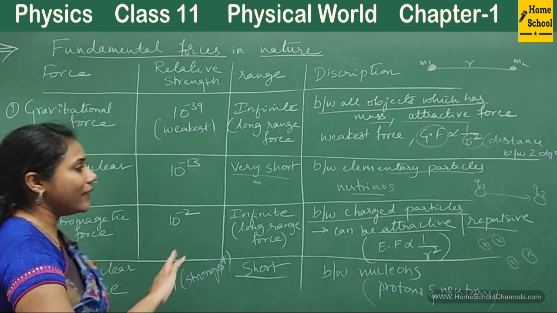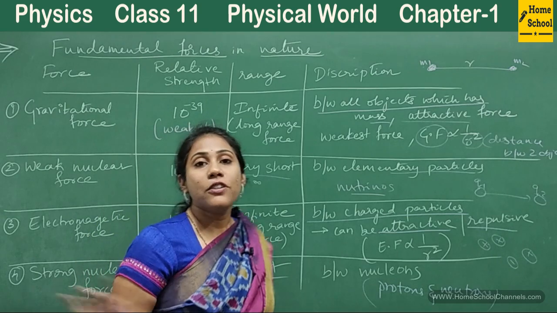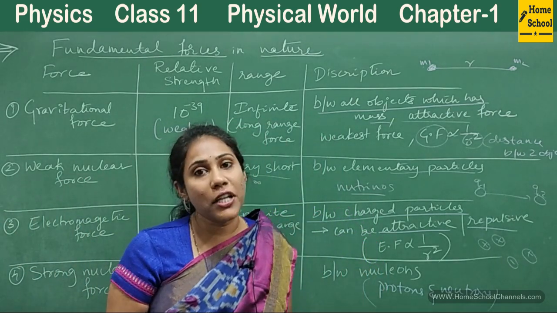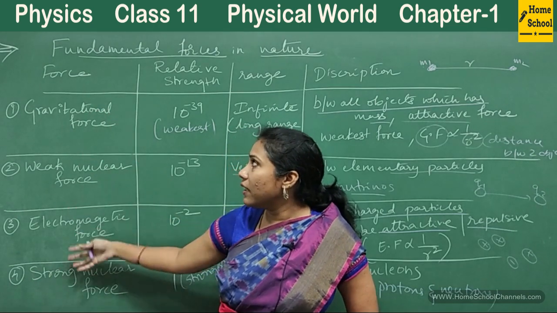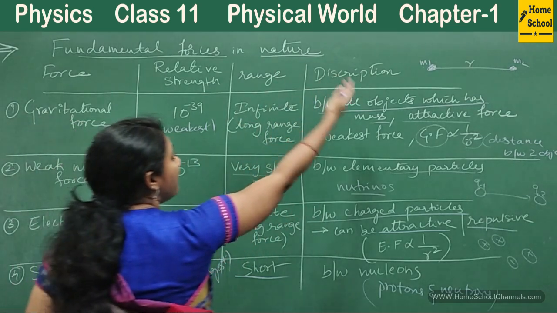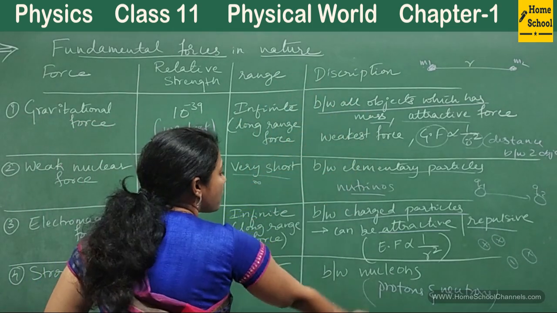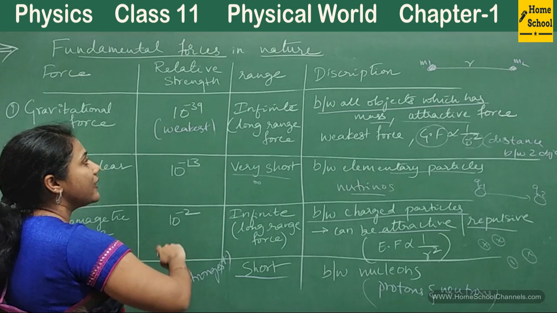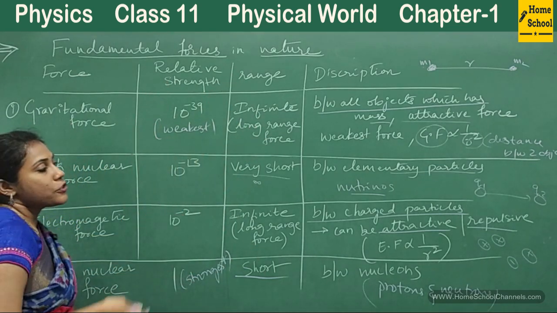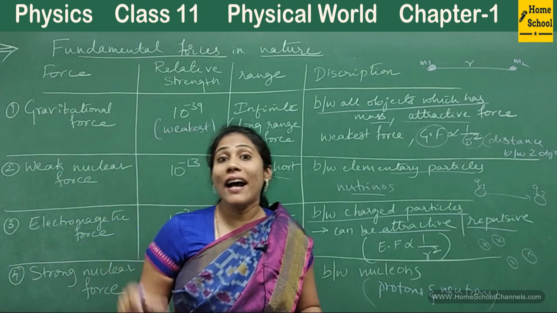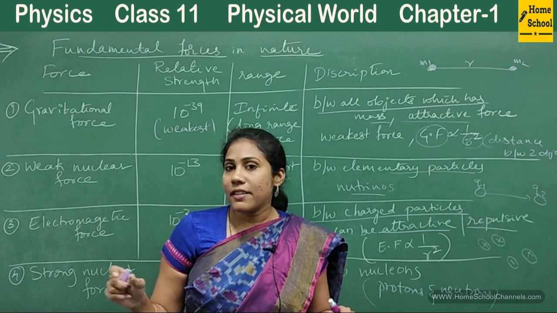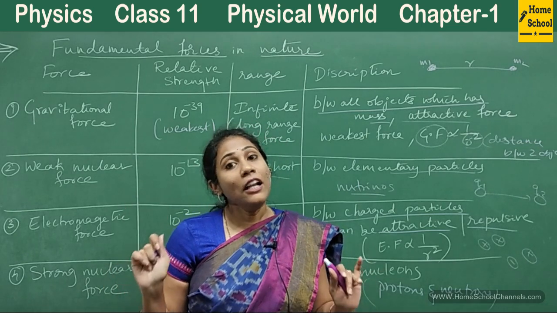Okay, so I hope every piece of information is clear. This is quite important information from this particular chapter. What are the four types of fundamental forces and their description? Where are they present, between what objects do you observe them, what is their range and what is their relative strength? Okay, so this is quite important. And now we will go for the last concept of the chapter, that is some fundamental laws.